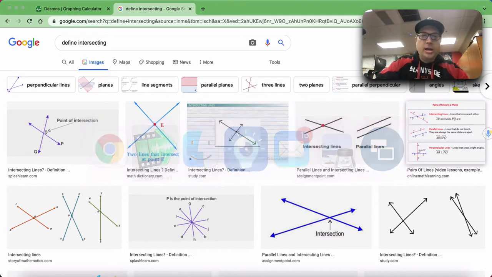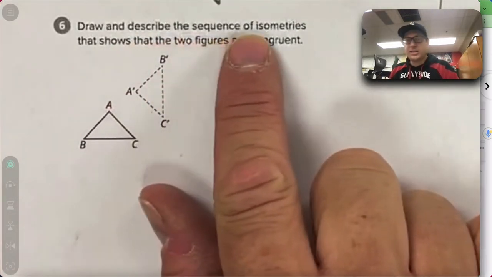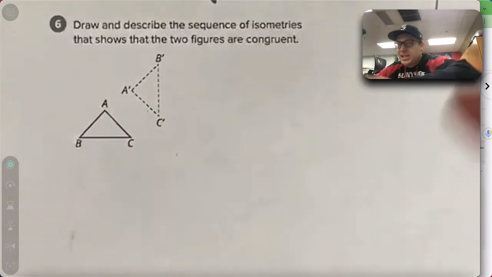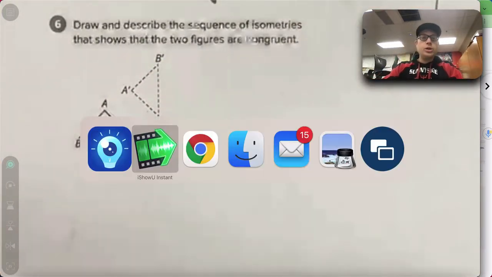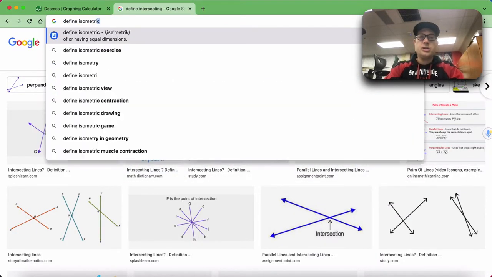Now, here we go. Let's go back and take a look at the question. This is for naming or listing the isometries that describe the sequence of isometries that shows the two figures are congruent. If you don't know what isometries are, it's already in the sentence. But you could Google. Hey, Google, define isometries. Not a sponsor.